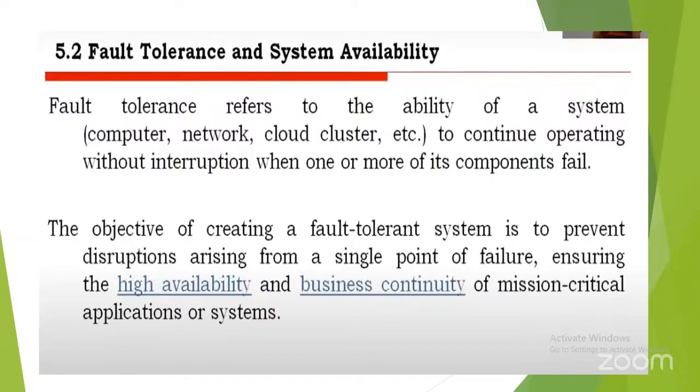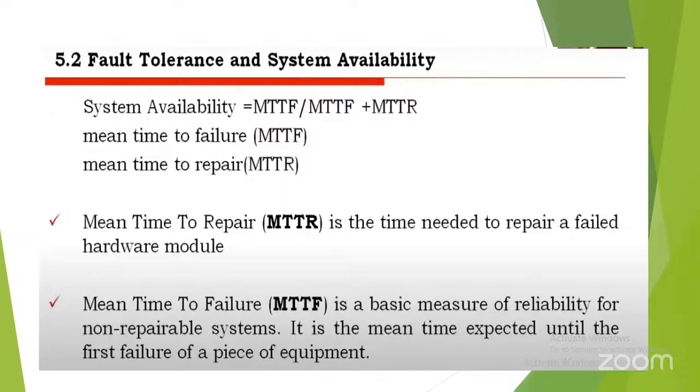Right? No light, no fan, no AC. Even without something, the system continues. Single point of failure should not cause the stopping of the actual activity. That is the way, that is the reason, that is the objective of creating fault tolerance for the applications, so that we can say high availability and business continuity for the different systems. This fault tolerance and system availability are the two factors.